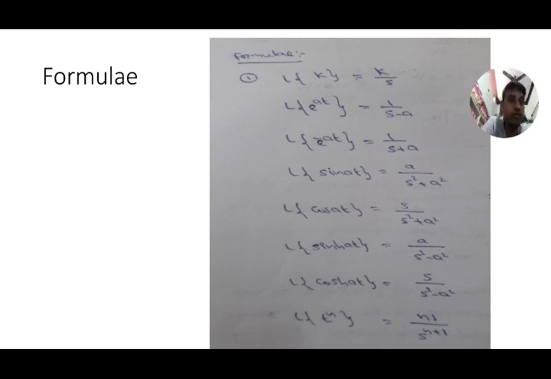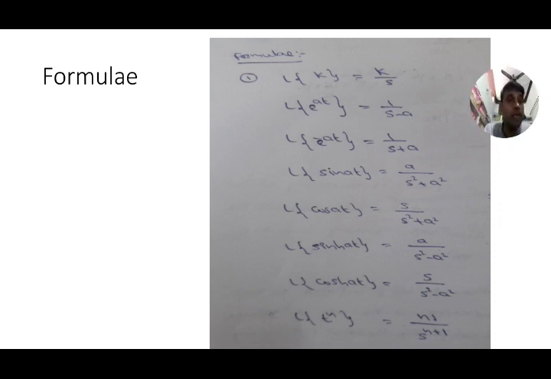L of sinh of at is a by s square minus a square. L of cosh of at is s by s square minus a square. L of t to the power of n is n factorial by s to the power of n plus 1. These are 8 standard formulas: Laplace transform of k, of e to the power of at, of e to the power of minus at, of sin at, of cos at, of sinh of at, of cosh of at, and of t to the power of n.